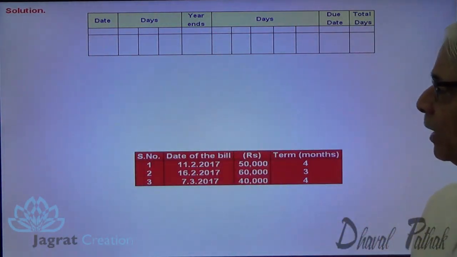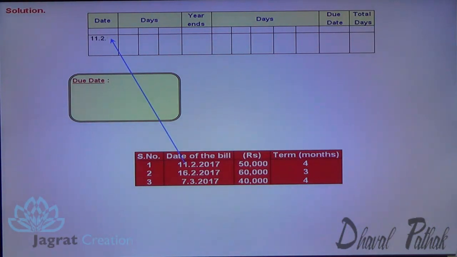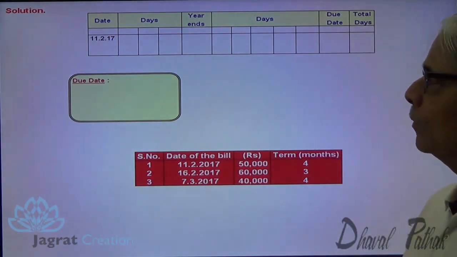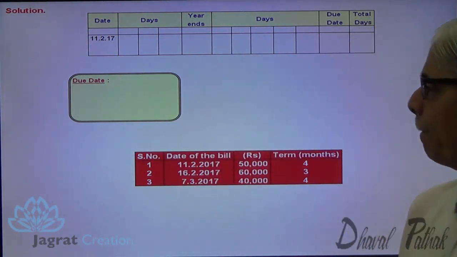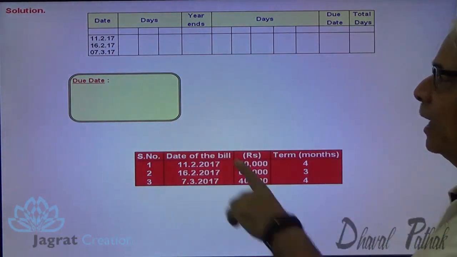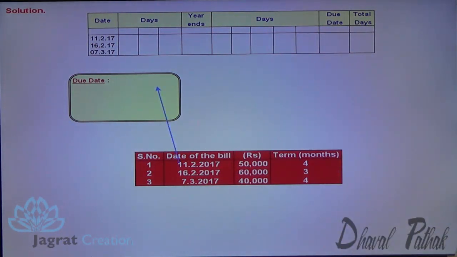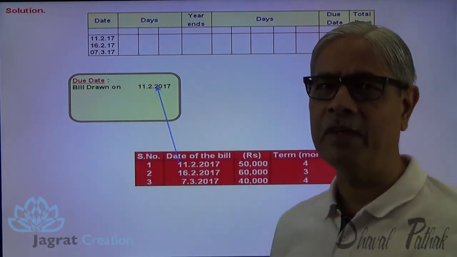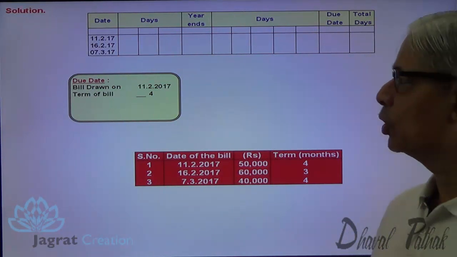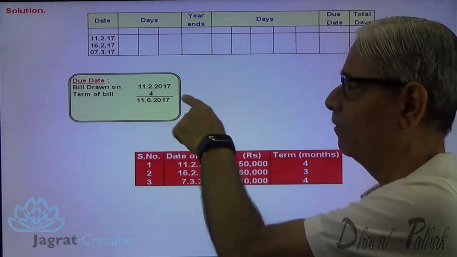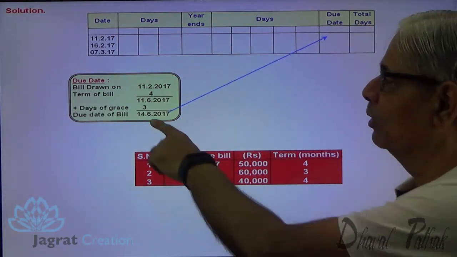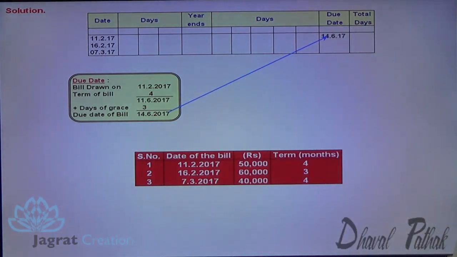See, first of all, write down the date of the bill: 12 February 2017. Now I want to find out the due date of it. So these are all the dates of the bills recorded. I want to find out the due date. So 11th of February is the date on which the bill is drawn. The period of the bill is 4 months. So the due date will be obtained after adding 3 days of grace. So 14 June 2017 is the due date.